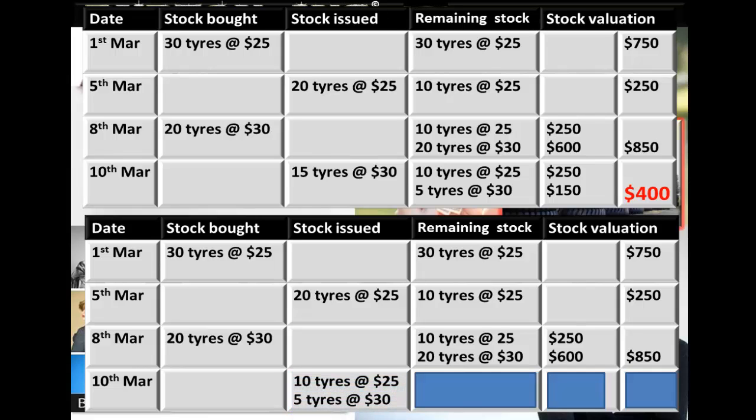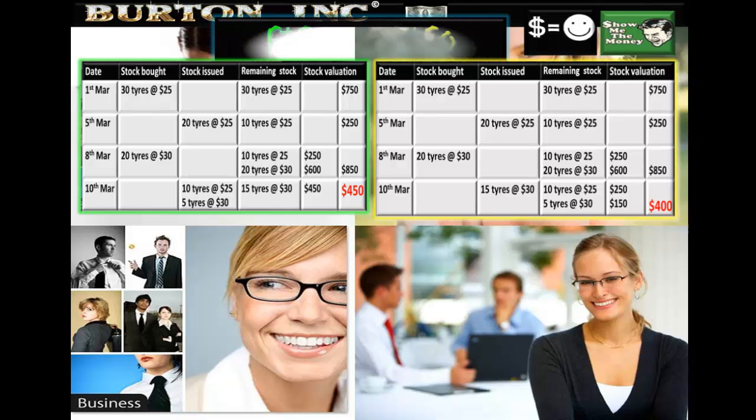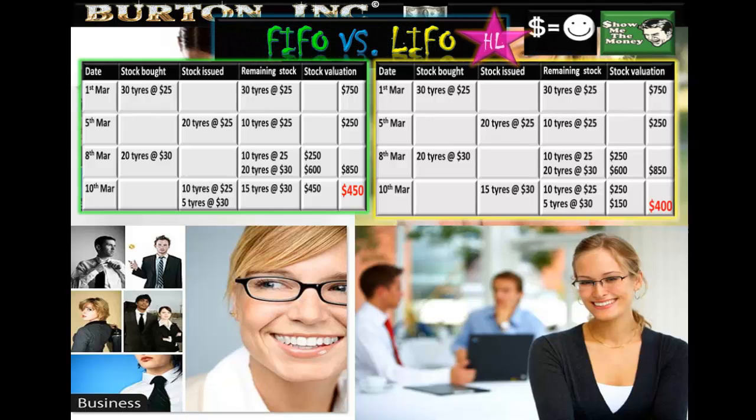So this time we're going to take 10 tyres at $25 and 5 tyres at $30. Here we are, 15 tyres at $30, $450. $450 is our closing stock valuation as of the 10th of March. So you can see that using the two different techniques results in two different stock valuations. If we just have a look at these side by side again, we can see that the only thing different there is on the 10th of March.